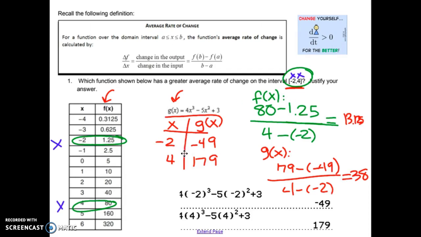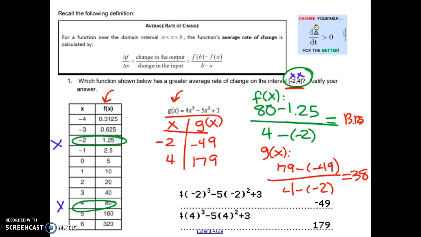For g of x, you actually have to calculate it. You could substitute it into your calculator in one shot. Make sure you're being picky with parentheses. So here the output is -49 when our input is -2. The output is 179 when the input is 4. Again, we're going to take the differences between our y's and the differences between our x's. And then we're going to calculate that that's 38. So if now I'm comparing the two rates of change, the interval that has the greater rate of change would be the interval going with function g of x, because 38 is greater than 13.25.